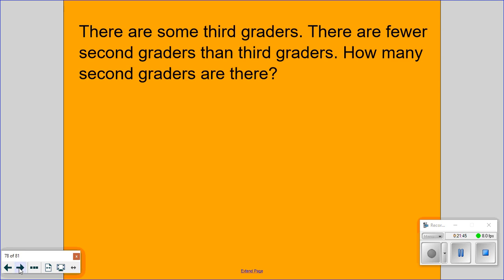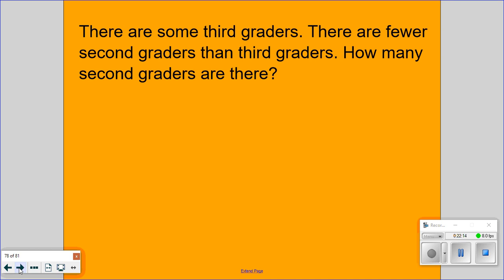There are some third graders. There are fewer second graders than third graders. How many second graders are there? What are you wondering? Kaden, what are you wondering? How many third graders are there? That would be good information to know. What else are you wondering?